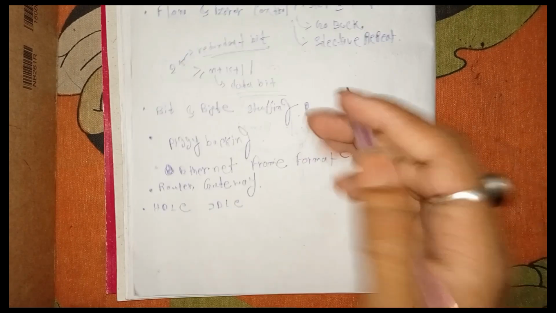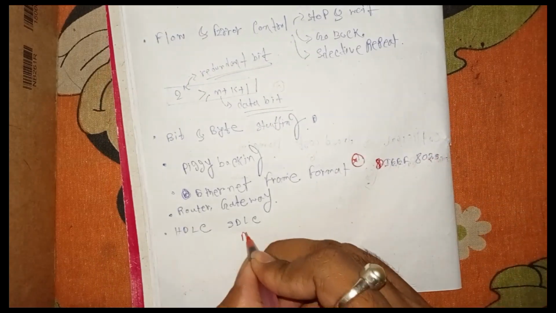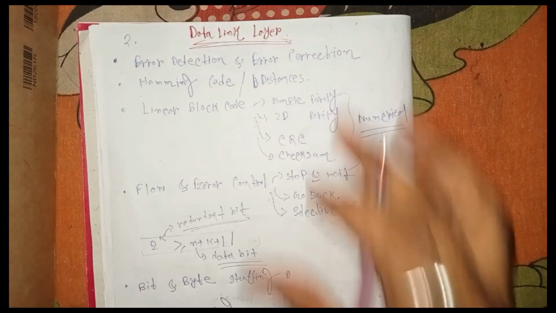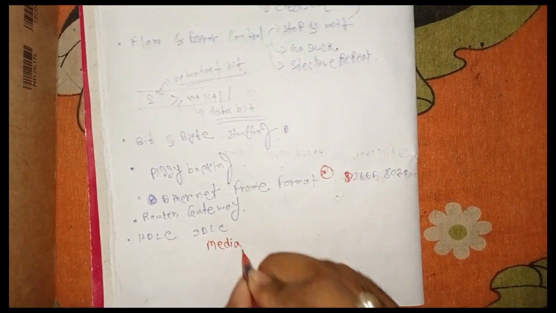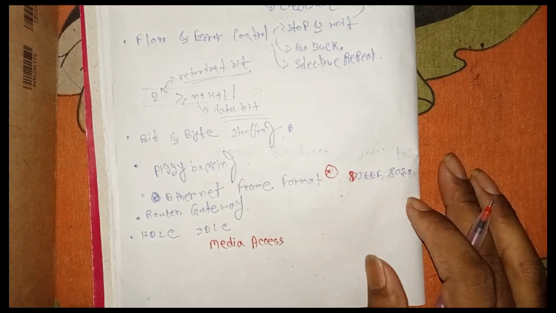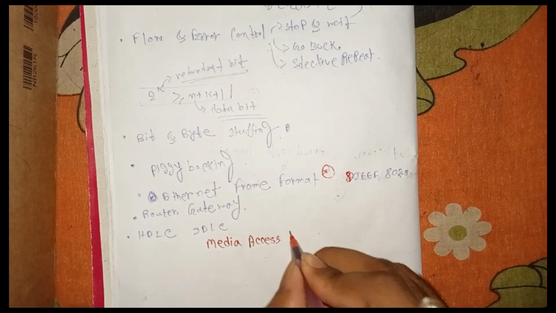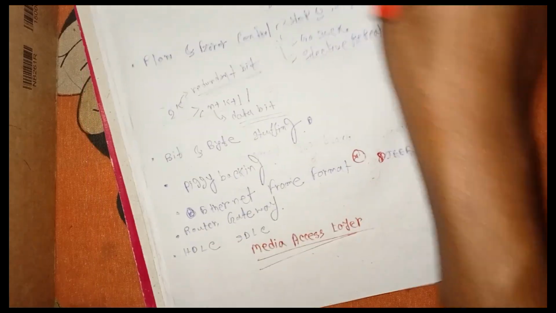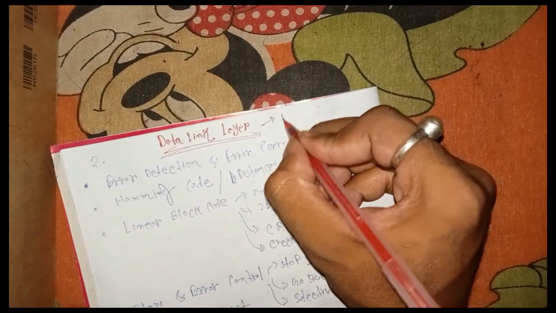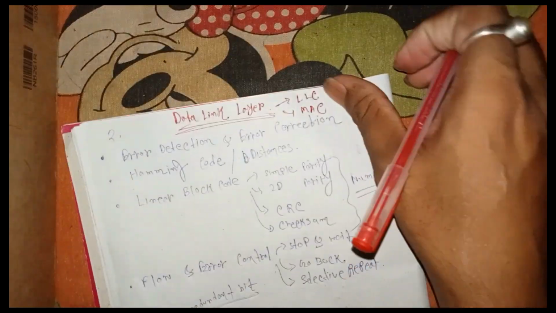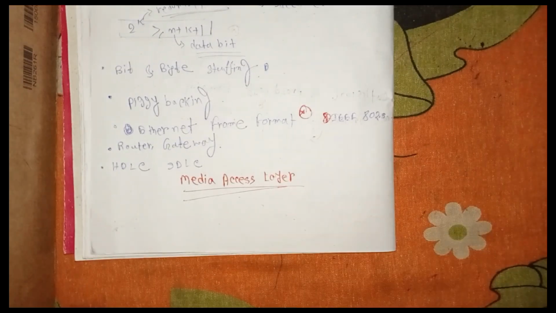So now we need to learn about the media access layer. This is actually a sub portion of the data link layer. In the media access layer, the data link layer is actually divided into 2 portions: logical link control and media access control. Logical link control consists of this portion, and media access control we will discuss now.